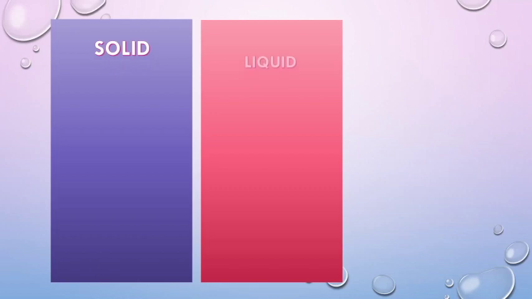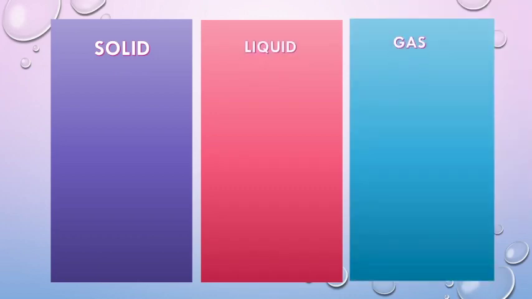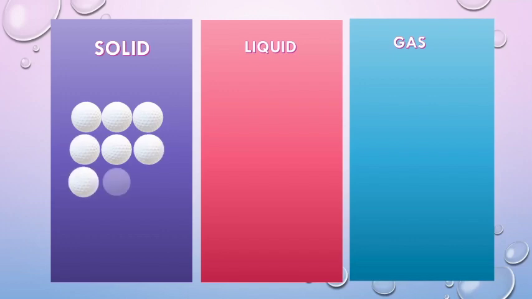Let's first understand what are solids, liquids, and gases. The particles in solids are tightly packed and the forces of attraction among them are maximum, which makes them rigid and incompressible. And that's why they have a definite volume and definite shape. One example is ice.